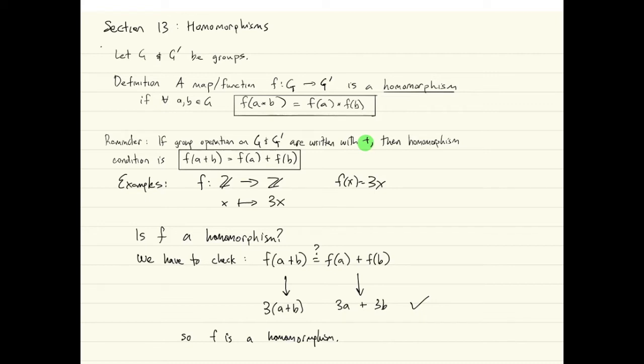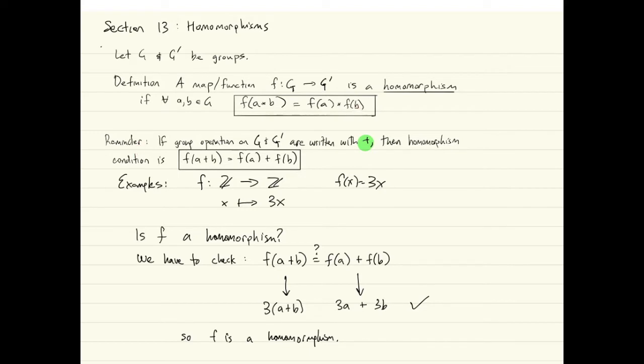This video is about homomorphisms, which are the maps between two groups. So let G and G prime be two groups, and the definition of a homomorphism is a map or a function, those both mean the same thing, from one group to the other, is a homomorphism if for all A and B in the group G, f of A times B equals f of A times f of B.